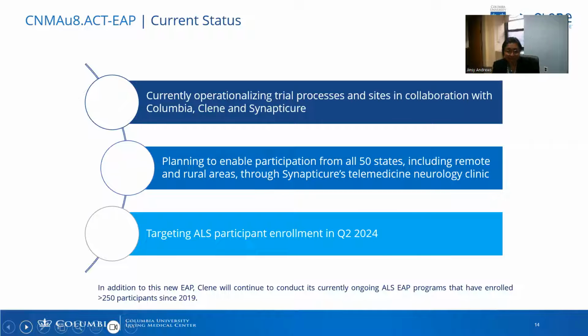So we're keeping our fingers crossed. And in addition to this new EAP, Clene will continue to conduct its current ongoing intermediate ALS EAP programs that have already enrolled over 250 participants since 2019. So that will run in parallel to this NIH-funded grant, because there was some confusion about that program and this program, but they are different, distinct, and have actually two different intents.